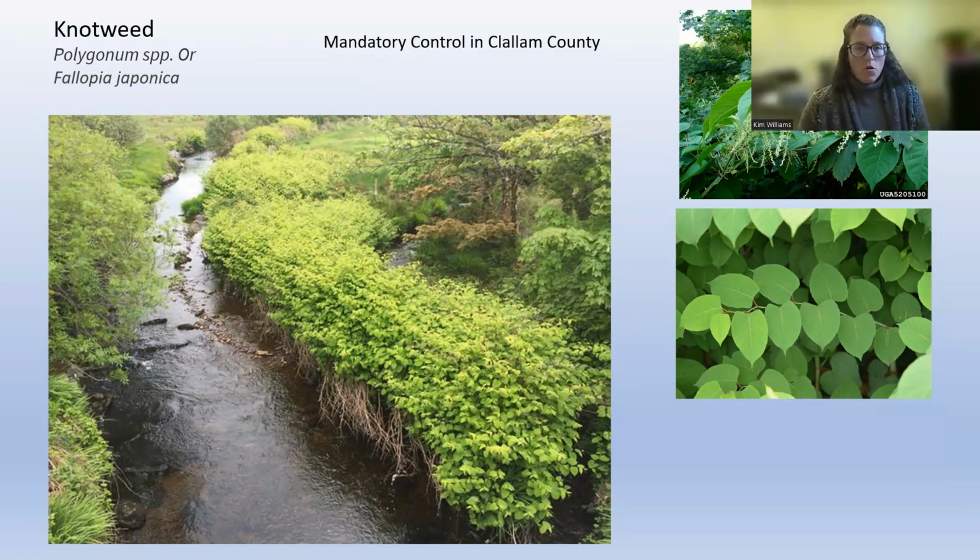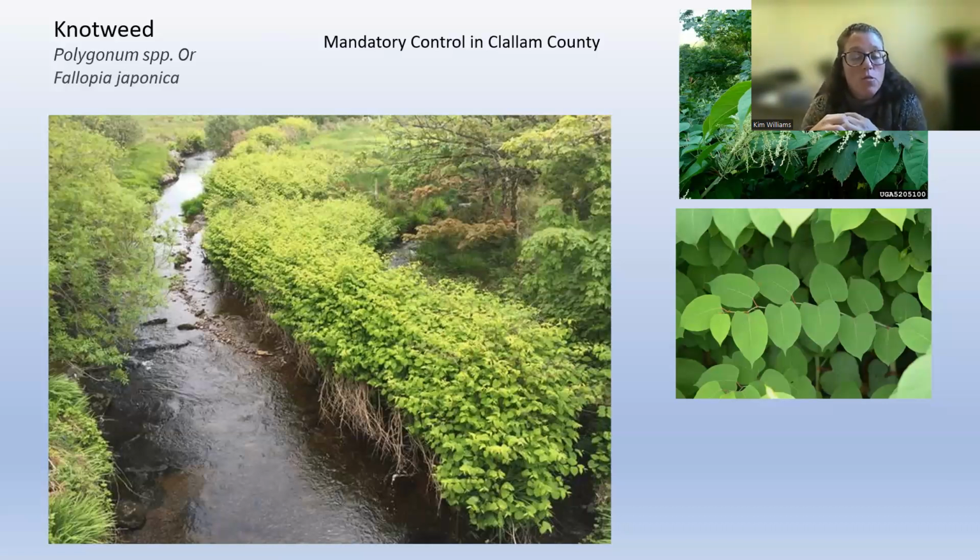And so it's not just about getting rid of the seeds, it's about getting rid of the whole plant and killing the whole thing. So knotweed here, there's several different kinds of knotweed. Polygonum species, there's like, I think 5 or 6 different species in Clallam County. Or Fallopia japonica, I believe is its new Latin name, because Latin names have to change. That's just what's required of them. The nomenclature of Latin.